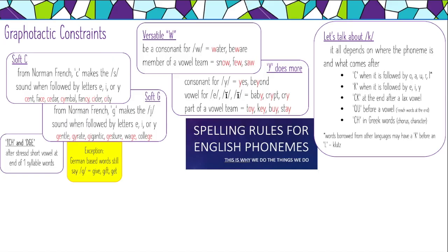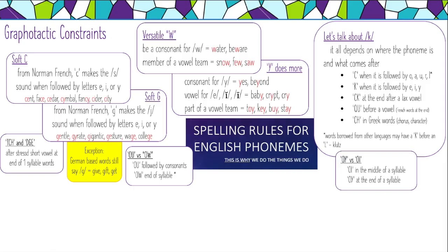TCH and DGE, of course, are both going to come after a short vowel at the end of a one-syllable word. And we have OU versus OW. OU is going to be followed by consonants. OW is going to be at the end of a syllable. Then we have OI. OI is in the middle of a syllable. OY is typically at the end of a syllable. And of course, we have the floss rule, which is also going to be following a short vowel.